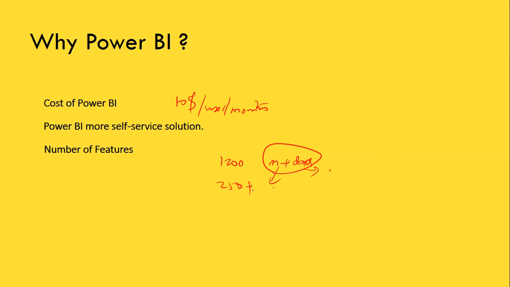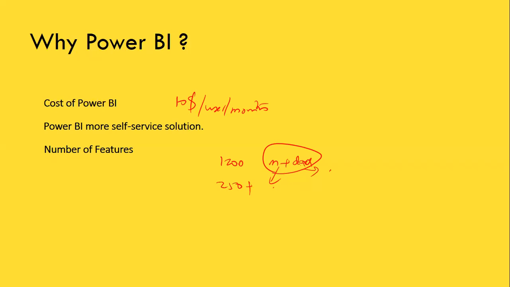What do you mean by visuals? Charts: the clustered column chart, bar chart, pie chart, right? So 250 visuals or charts are available, and also custom charts are available. This feature is not available in other tools. It's there, but not in that much quantity.